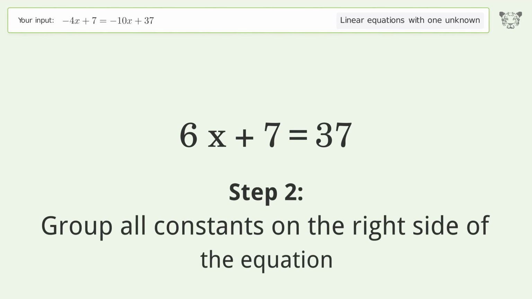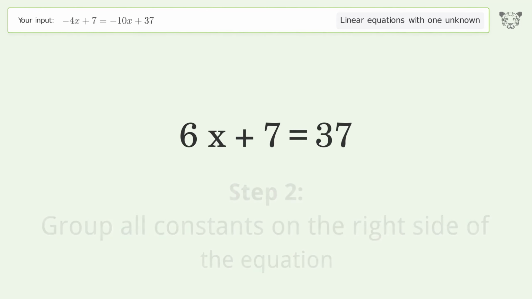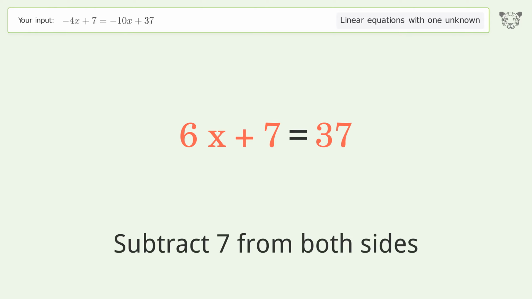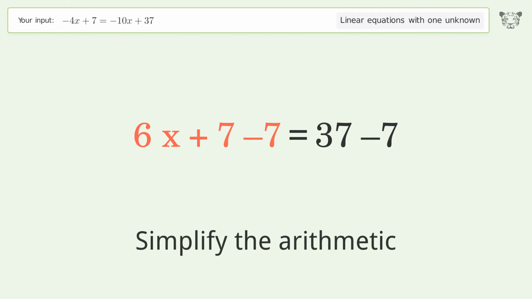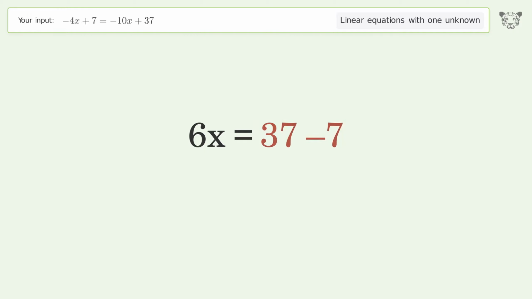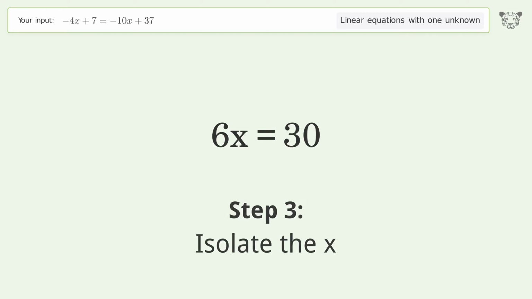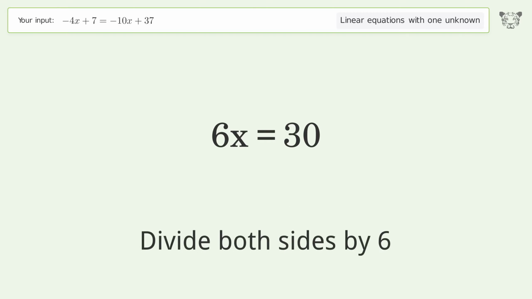Group all constants on the right side of the equation. Subtract 7 from both sides. Simplify the arithmetic. Isolate the x. Divide both sides by 6.